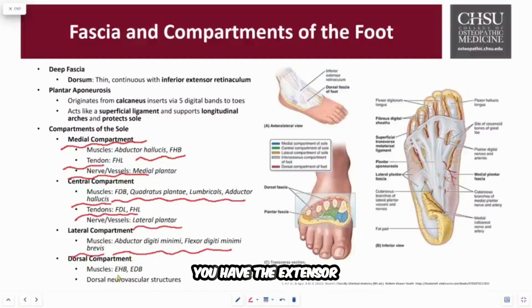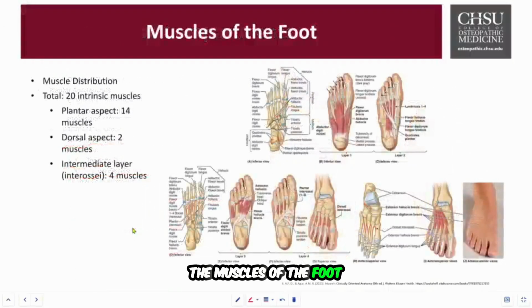And the dorsal compartment is where you have the extensor hallucis brevis, extensor digitorum brevis, as well as several smaller nerves. On the right, you can see the color coding showing you the different compartments, from the medial side in blue, to the central in green, orange on the lateral side, and the interosseous kind of at the base region.